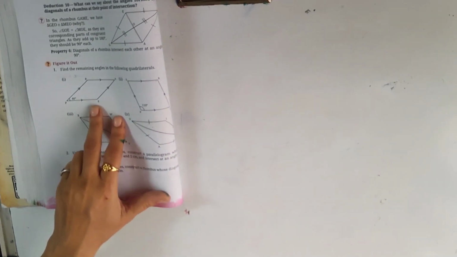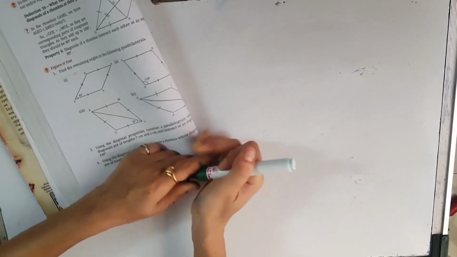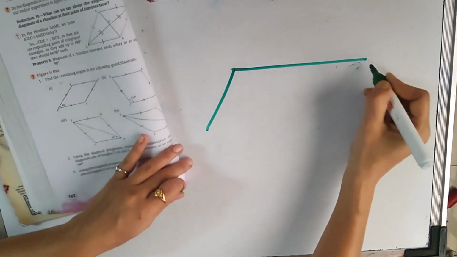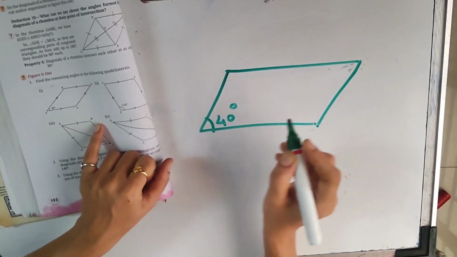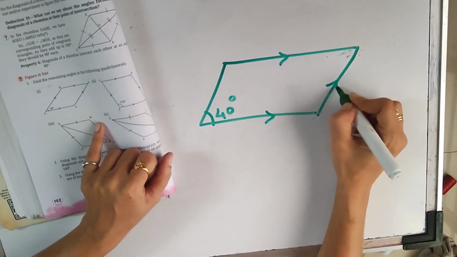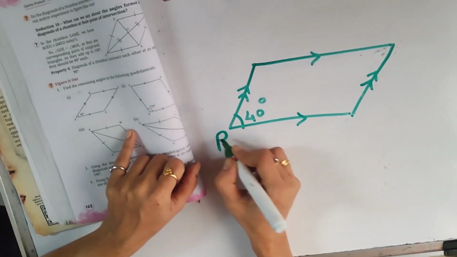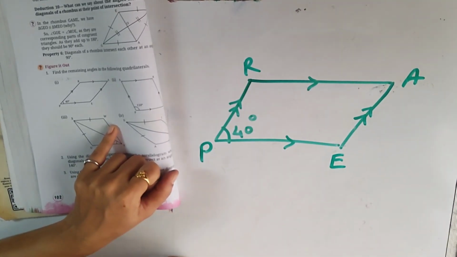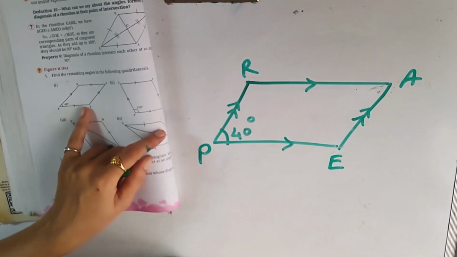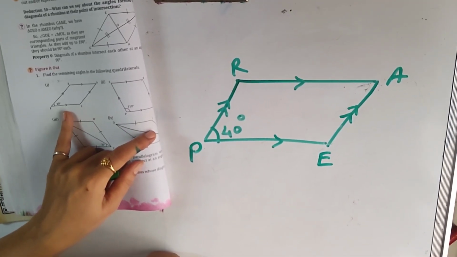Here one parallelogram is given. Opposite sides are equal. See here, this is one pair, this is the second pair of parallel sides, and one angle is 40 degrees. In this parallelogram, this angle is 40 degrees. The name is PEAR. This is the name of the quadrilateral. Now you have to find the remaining angles of the quadrilateral.